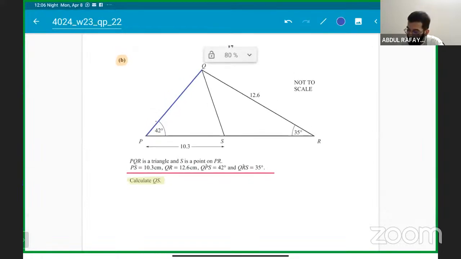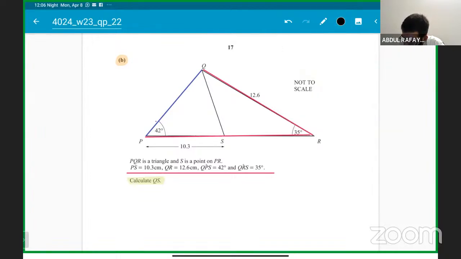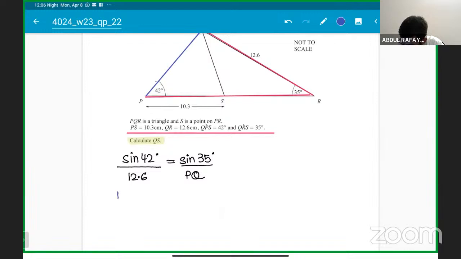So first we will find PQ, and we can easily find PQ with the help of the bigger triangle by applying the sine rule. Okay, so follow very carefully, sir, what will happen first. We are going to say that sine 42 degrees, okay, we are going to apply the sine rule first. Sine 42 degrees over the 12.6 measurement equals, sir, sine 35 degrees over basically PQ that you have to find. Okay, so let's try to find out PQ, sir. It will be 12.6 times sine 35 equals PQ.